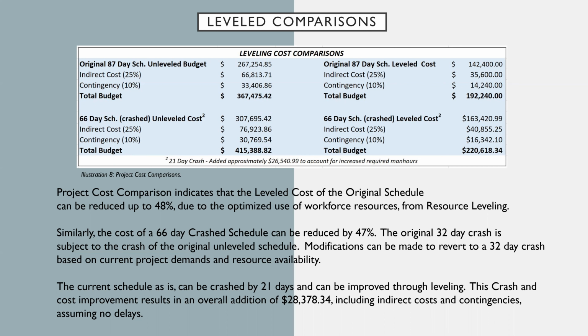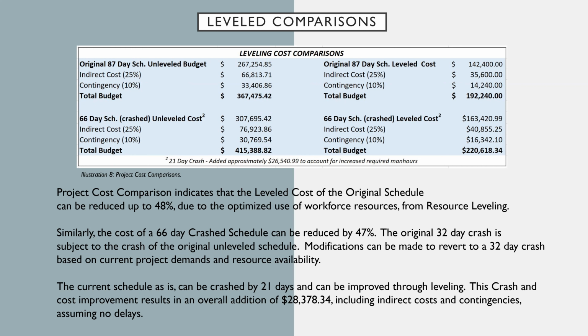367,475.42. So running that through PM software and leveling it, that gets reduced to a total of 192,240. And so that's a significant cost cut. And so for the crashed project, we have a 66-day schedule, crashed unleveled cost totaling up to 415,388.82. And leveling that totals to 220,618.34. So again, the cost savings are very similar.